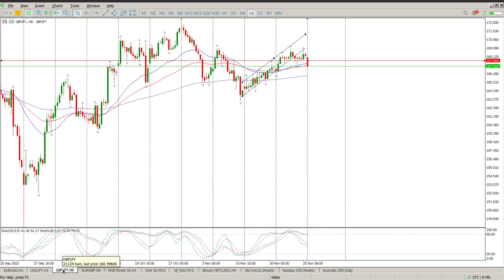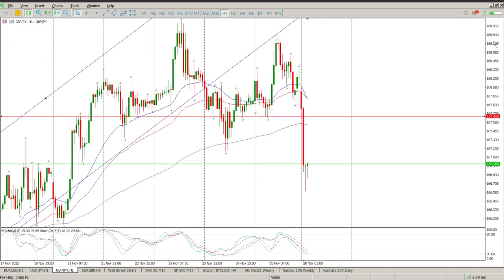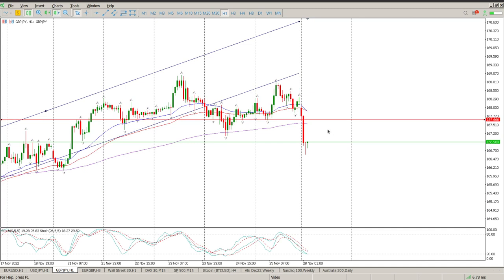Moving on to British pound Japanese yen, and as I said on Friday, it did look like we were going sideways, but being Friday and with all the holidays and noise, stay out of it. So this is now broken, and what you'd be looking for is a retest of structure now.